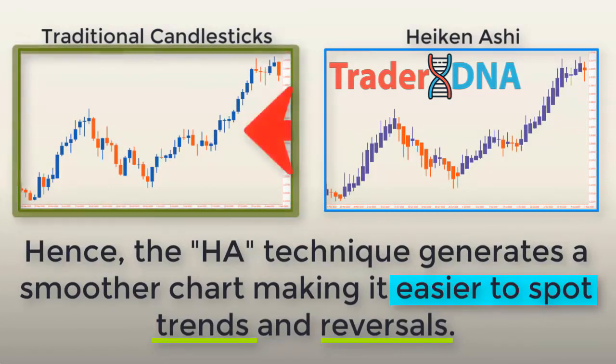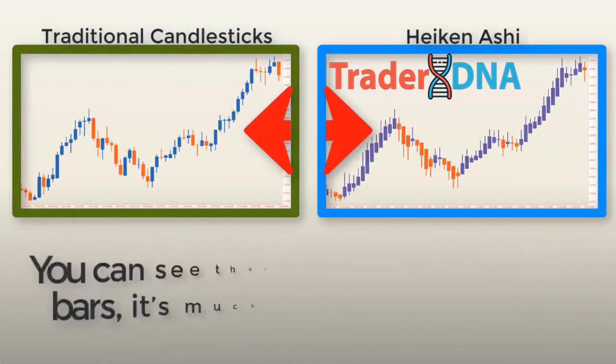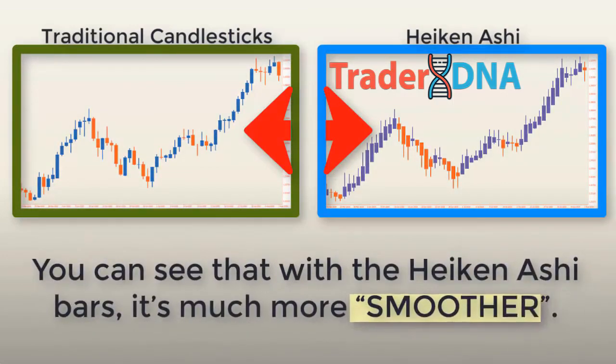The left chart is using traditional candlestick bars. And the right chart, it's using Heiken-Ashi bars. You can see that with the Heiken-Ashi bars, it's much smoother. This is why some traders prefer to use the Heiken-Ashi candles, since it reduces the noise on the chart and allows them to analyze trends more clearly.